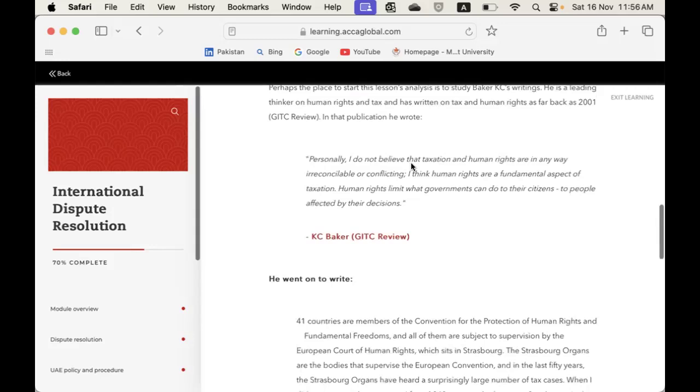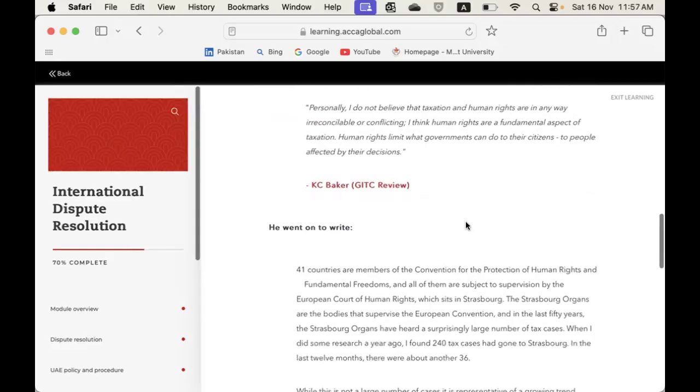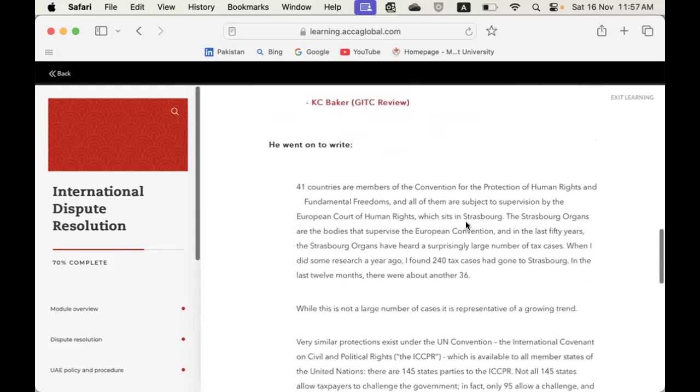Personally, I do not believe that taxation and human rights are in any way irreconcilable or conflicting. I think human rights are a fundamental aspect of taxation. Human rights limit what governments can do to their citizens, to people affected by their decisions. So, a very interesting angle that tax does fall under human rights. Very interesting angle.